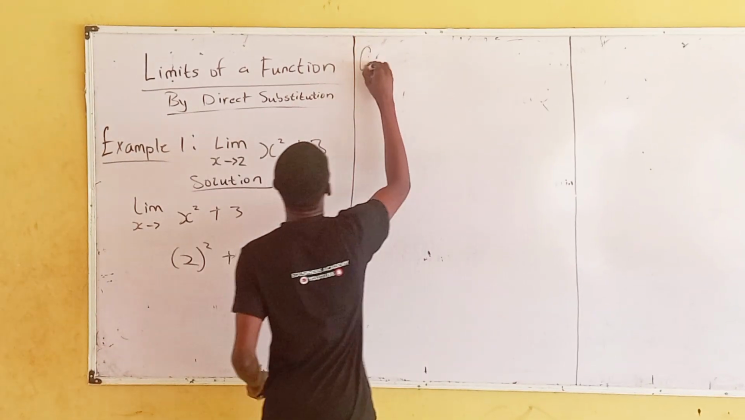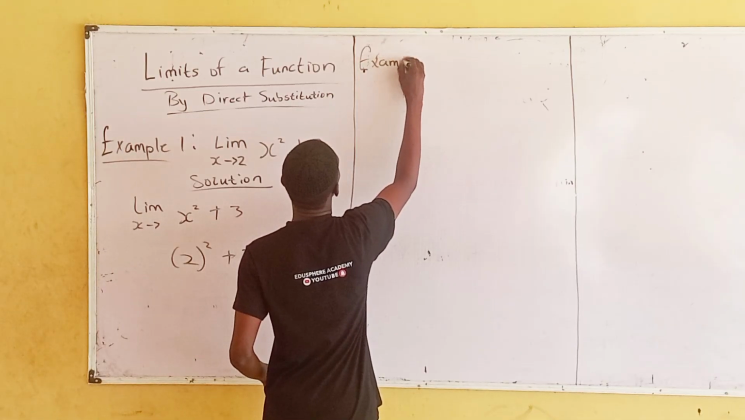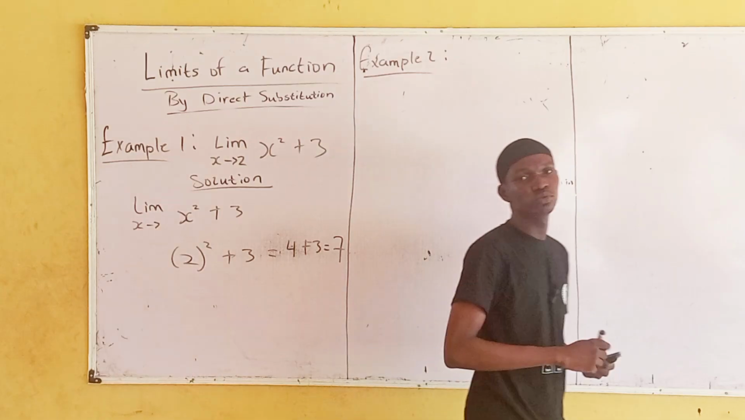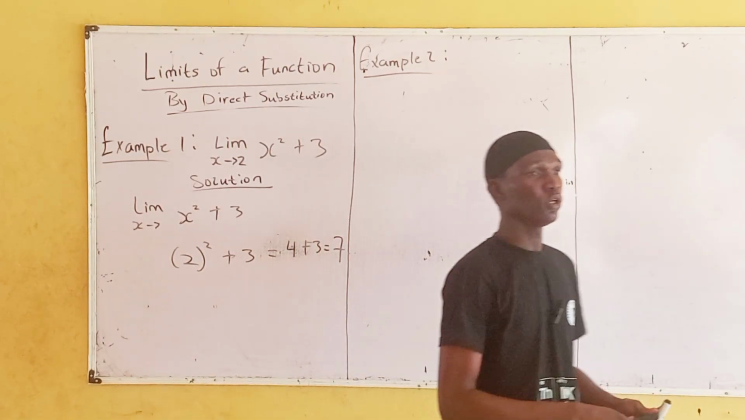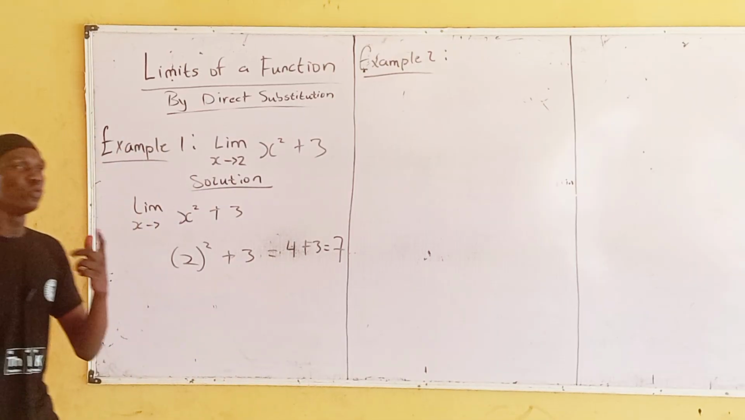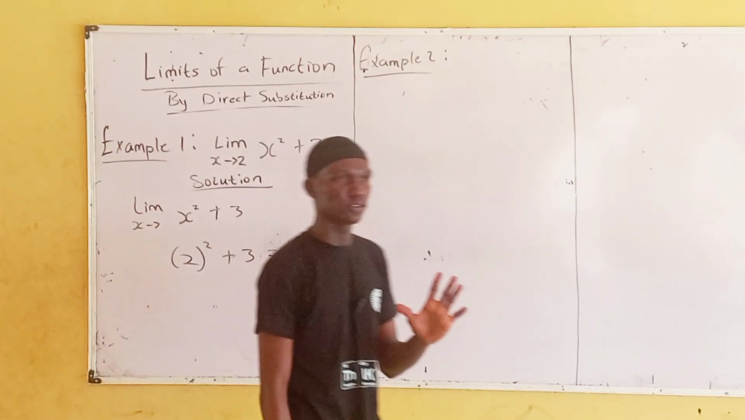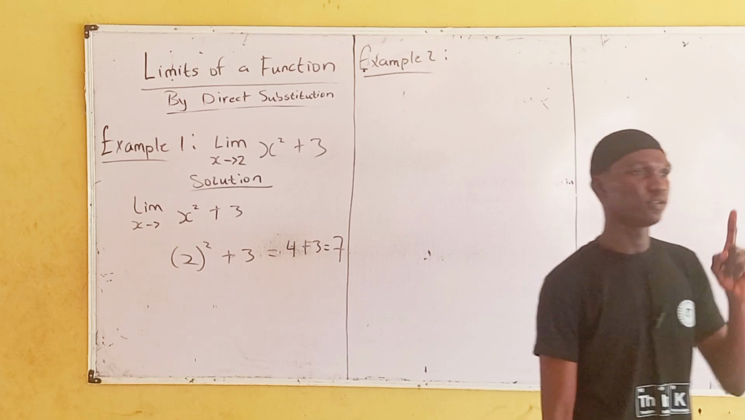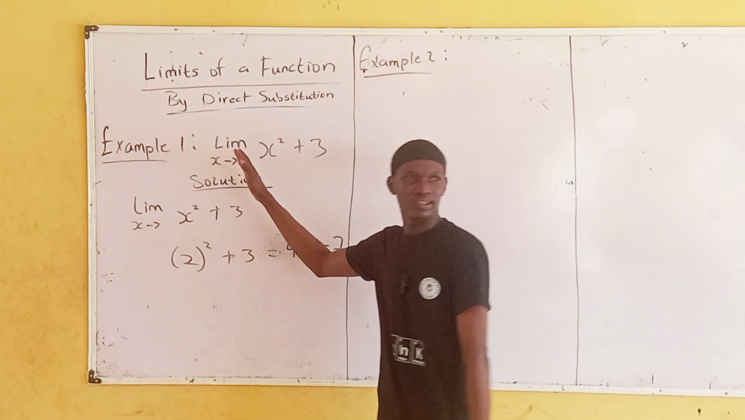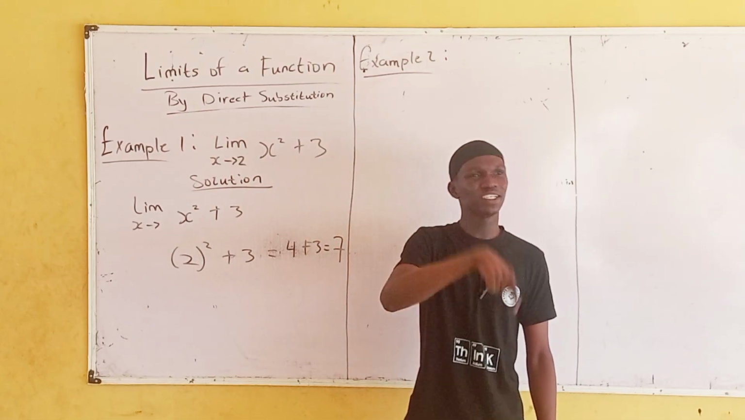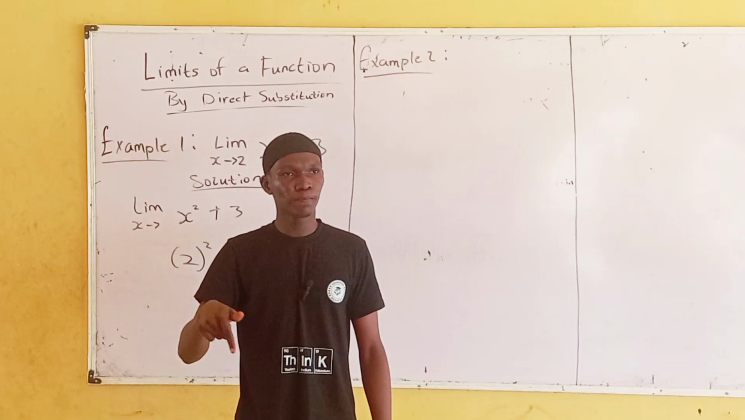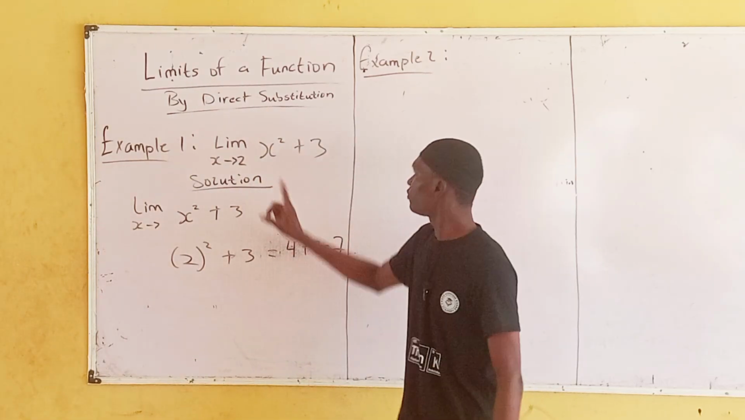Example 2. I should come again. All right. So let me recap. I said when solving for limits, the first thing that we do is substitute directly. Whatever you are given that your x tends to, substitute it into your given function. What is your given function?